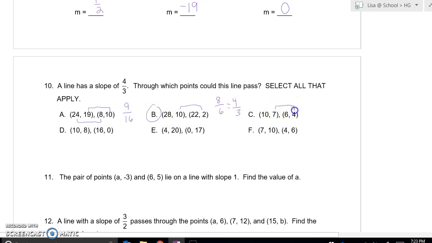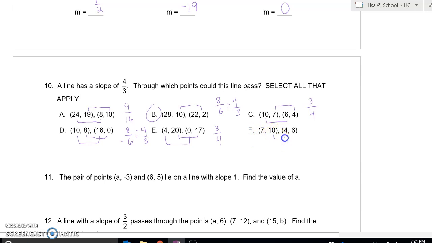Letter C, the change in y is 3. 10 minus 6 is 4. 3/4 is not the same as 4/3, so that is not an option. Letter D, the change in y, 8 minus 0 is 8. The change in x, 10 minus 16 is -6. That reduces to -4/3. So that is not the same as 4/3. Letter E, the change in y is 3. The change in x is 4. That is not the same.